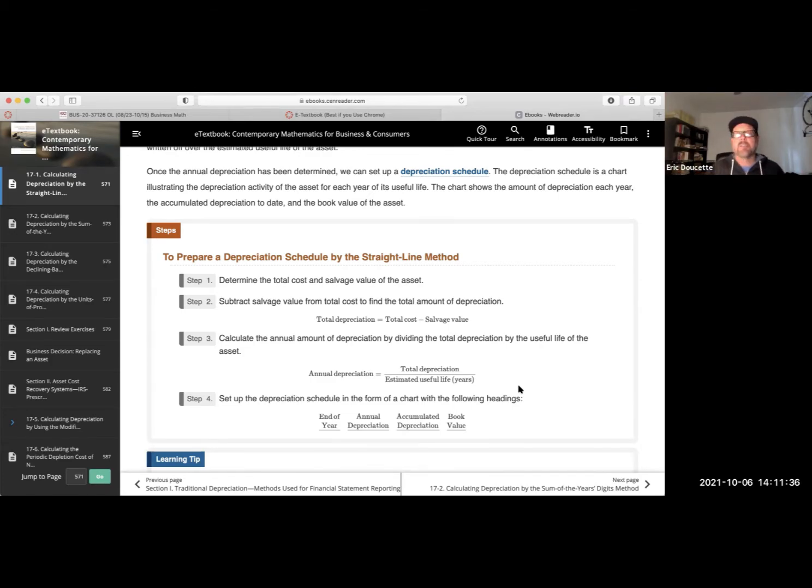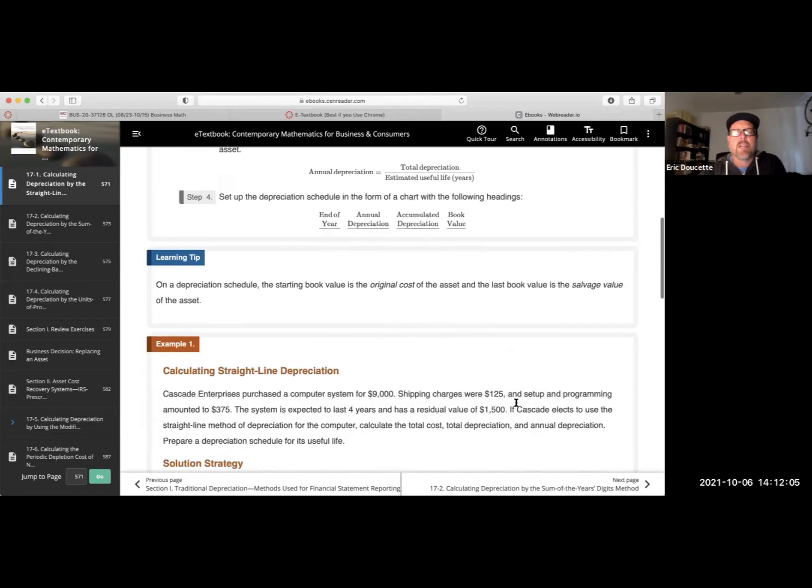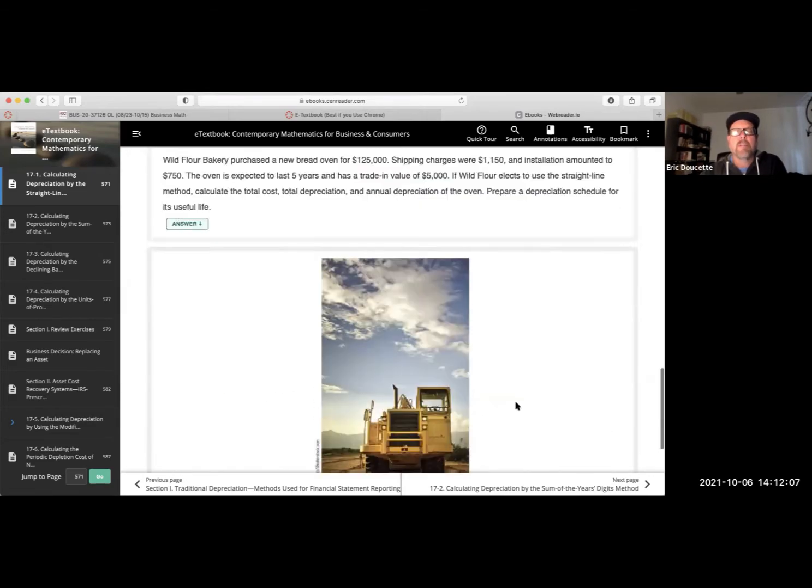So now you have $20,000, and you want to depreciate that over however many years you think it should be depreciated. Let's say you want to depreciate it over 5 years. You take the total depreciation, which is total cost minus salvage value, and divide it by 5 years. That gives you your annual depreciation amount. So it's pretty simple, the straight line method. I'll work out a problem here down at the bottom.